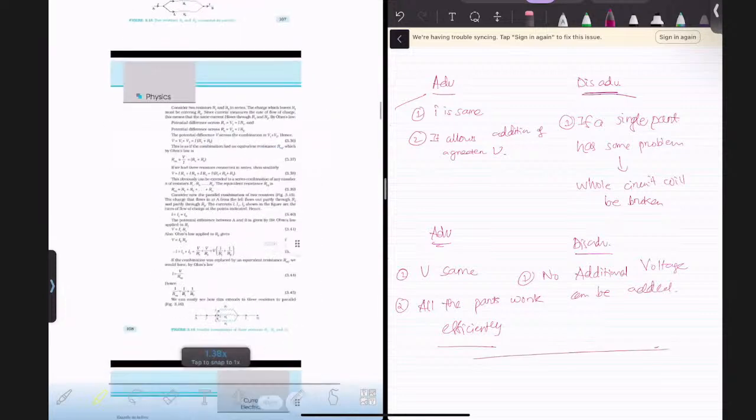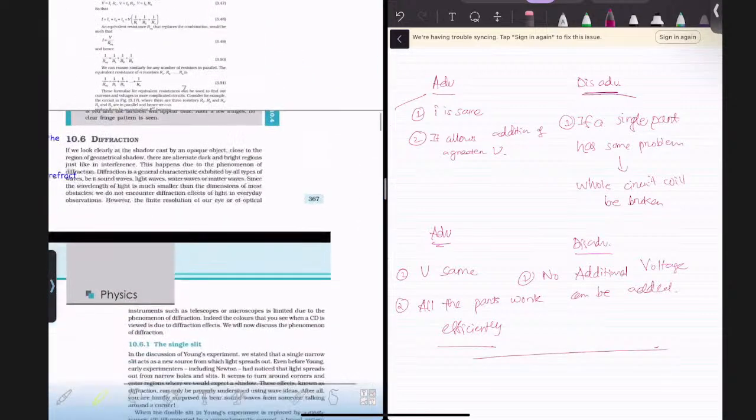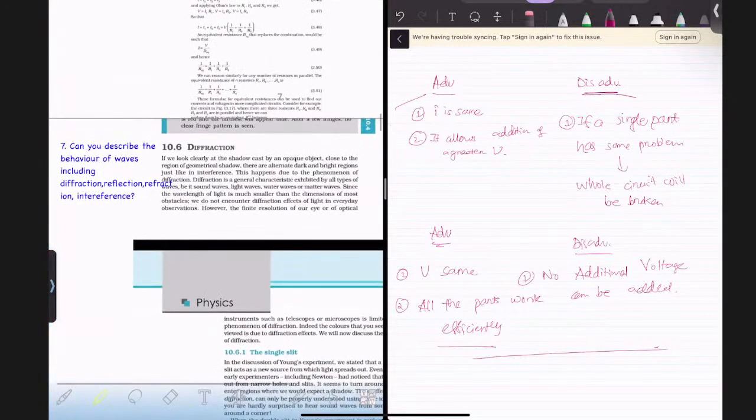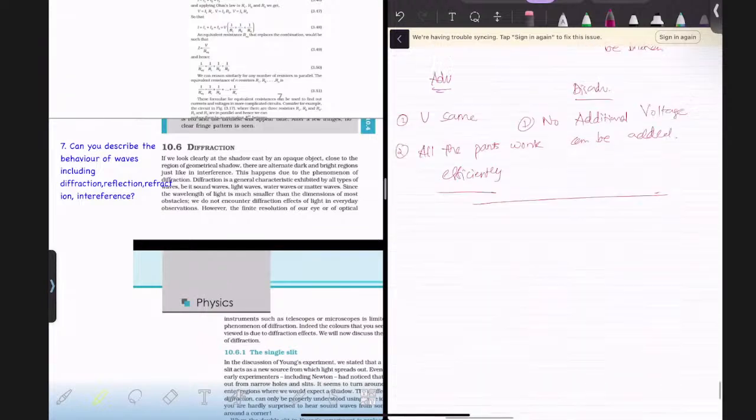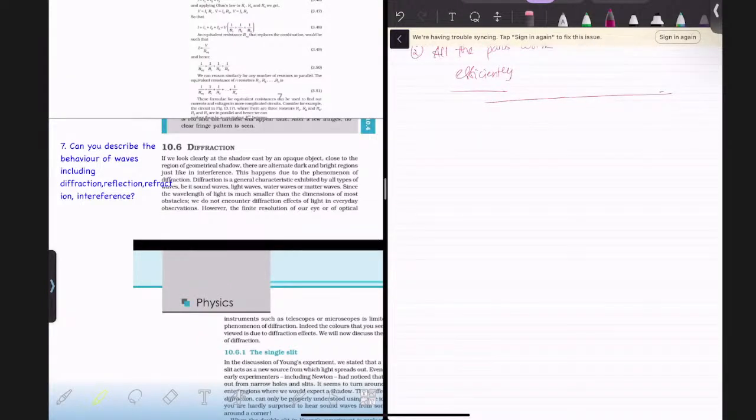Okay, so I hope this is an easy question. That was an easy 10th level question. So moving to the next example, next question. Question number 7, and this is a very important topic. Can you describe the behavior of waves, including diffraction, reflection, refraction, and interference? So all the 4 topics I'll describe very briefly, guys. So try to understand the things.